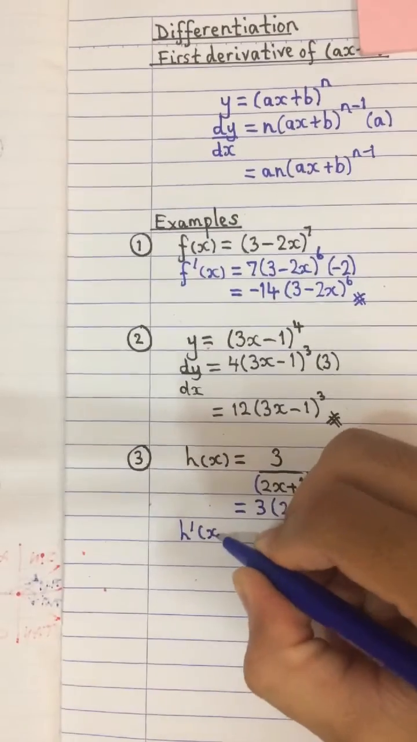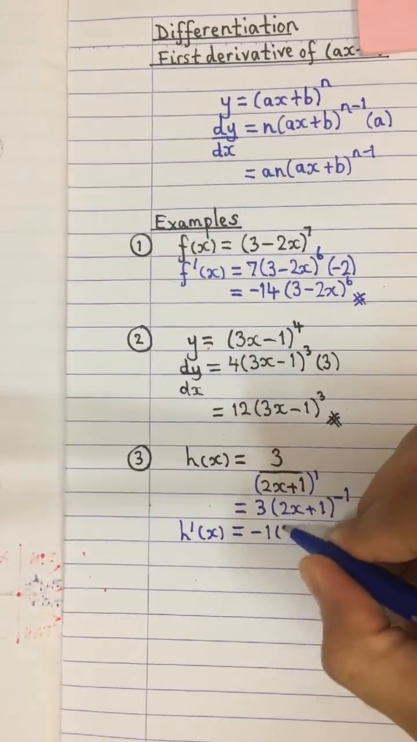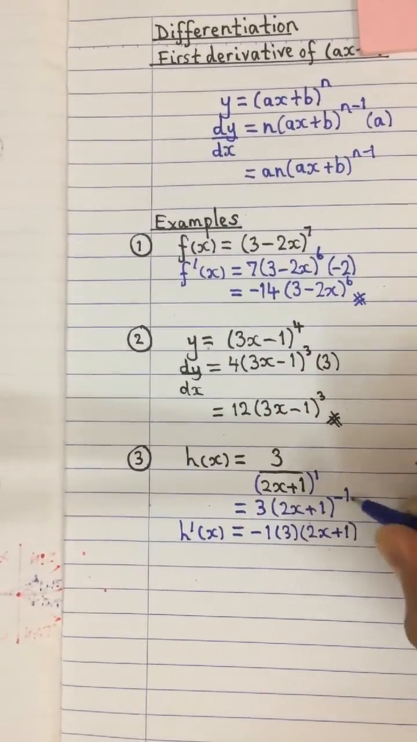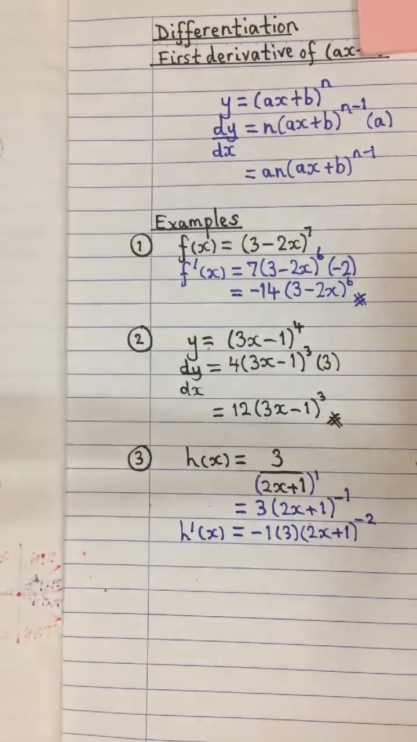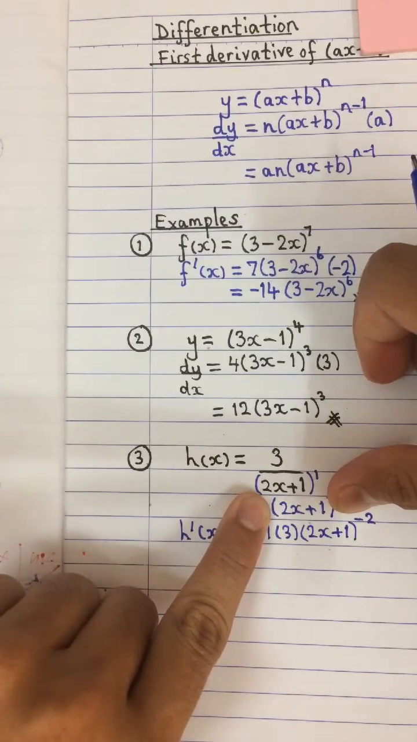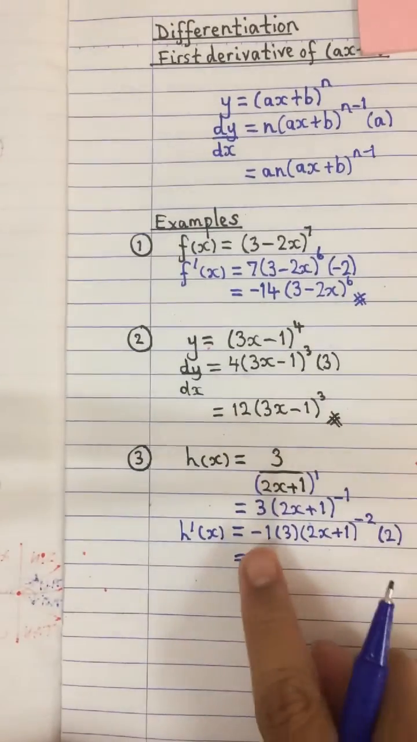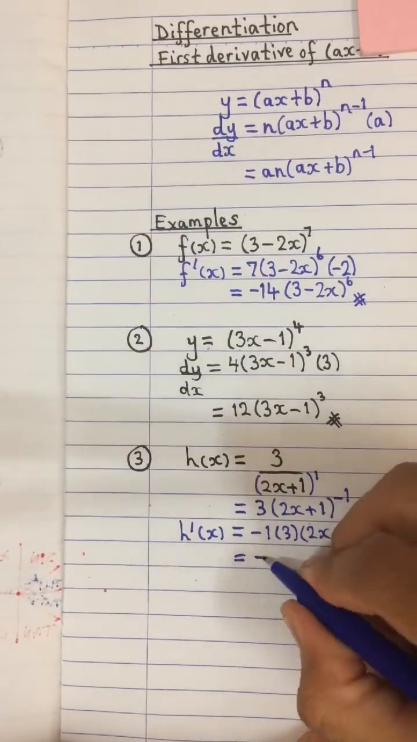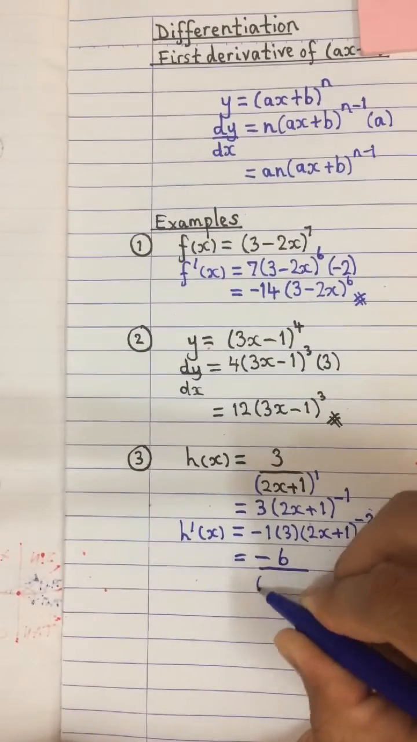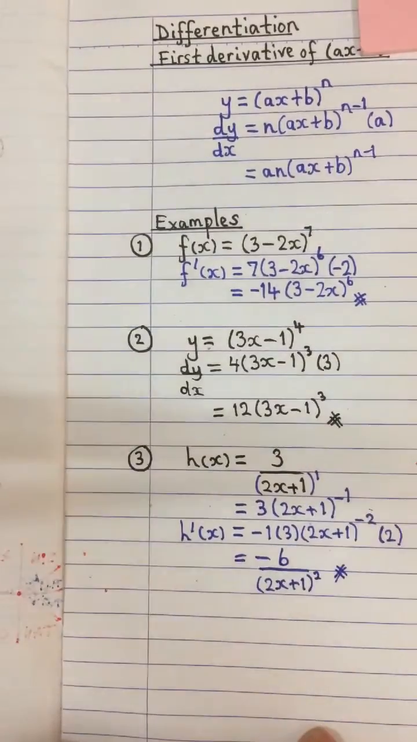Now find h prime x. So power bring down, so negative 1 you bring here, and then you times 3, and then you minus 1 from your power, so you have negative 1 minus 1 gives you negative 2, and then again cover this power, so differentiate 2x, dy dx of 2x gives you 2, so you have to multiply 2 at the end. Then you simplify, you have negative 3 times 2 gives you negative 6, and then this is a negative power, you can bring it down again, so you have (2x plus 1) to the power of 2. So this is the final answer.